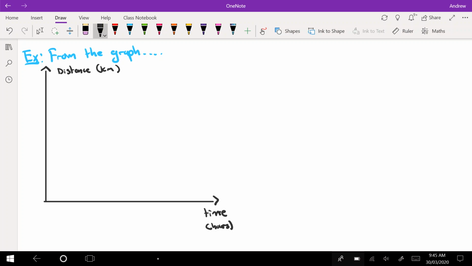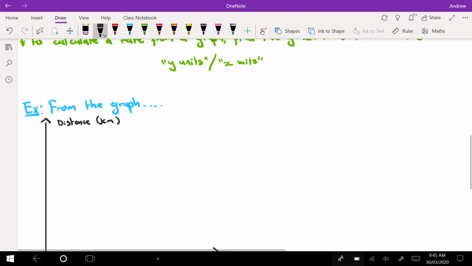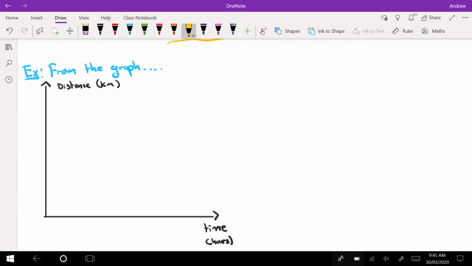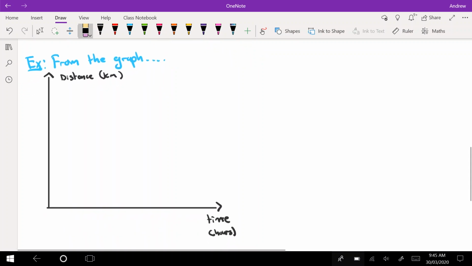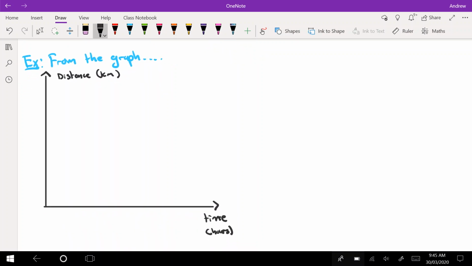So now, without figuring out any other measurements, we can pick up straight away that my rate is going to be kilometers per hour, because up here, my rate is my y units over my x units. My y units is kilometers, my x units are hours, and so my rate is going to be kilometers per hour. So we can tell it's probably a speed question. Okay, so let's say I have 1, 2, 3, 4, 5 hours, and let's say we've got 50, 100, and 150.